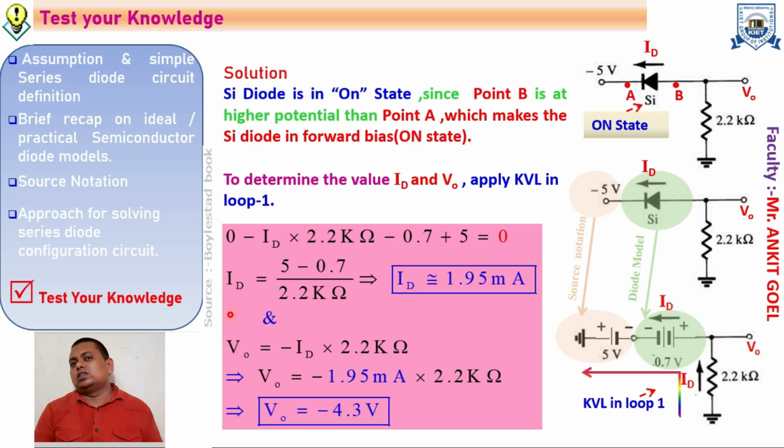After solving this equation, you will get the value of the diode current, ID equals 1.95 milliampere, and the output voltage is minus I into 2 kilo ohm. So the output voltage VO equals minus 4.3 volt.